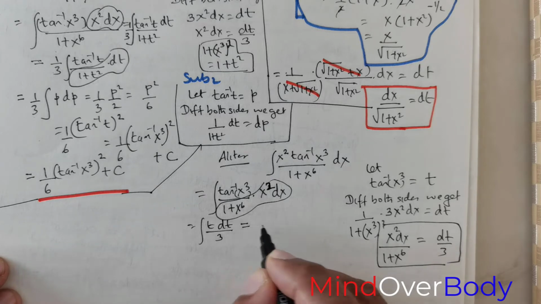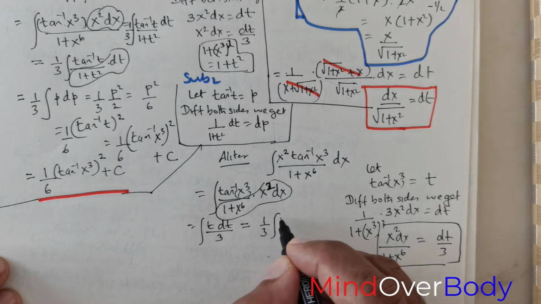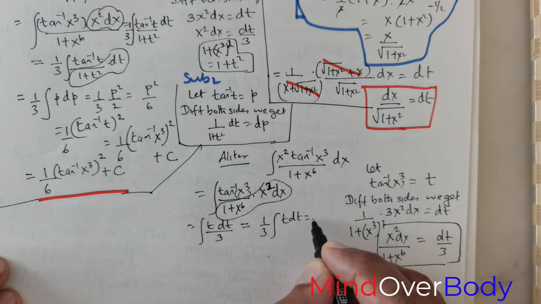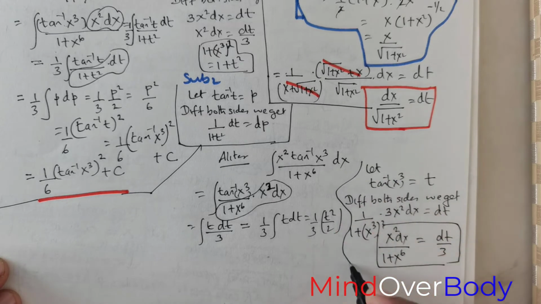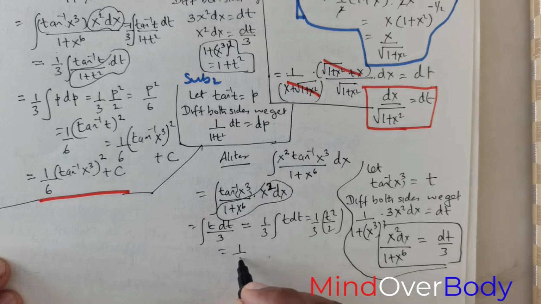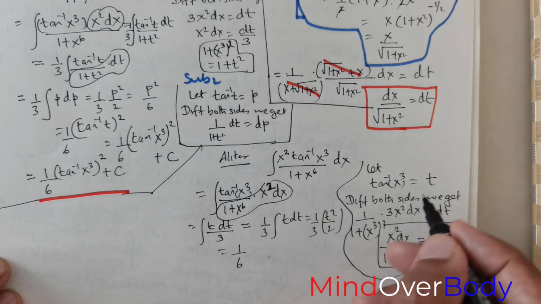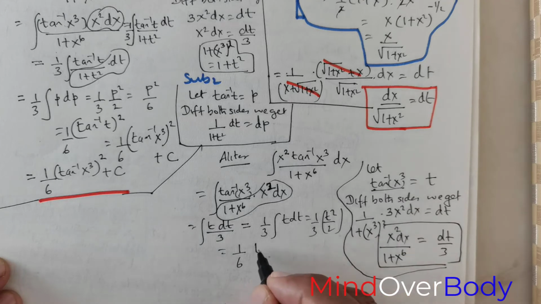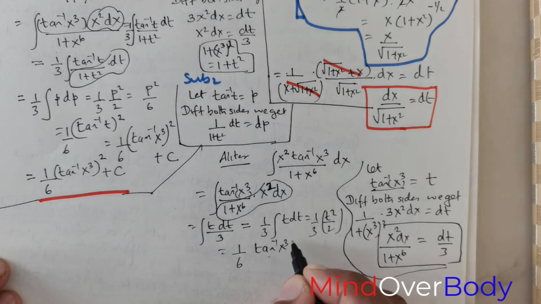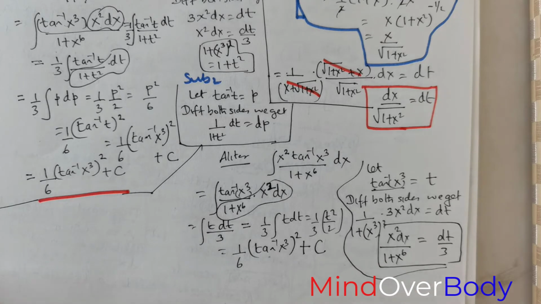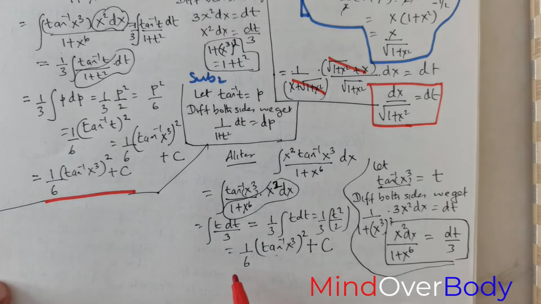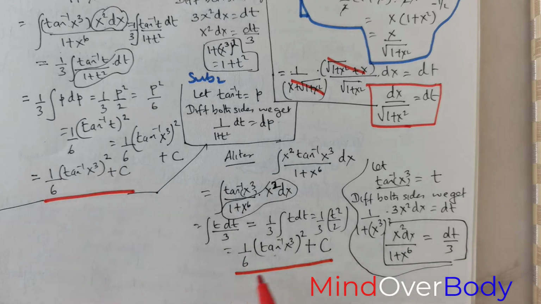I can rewrite this as 1 over 3 times the integral of t dt. If I integrate t, it's going to be t squared over 2, and this can be rewritten as 1 over 6. t is tan inverse of x cubed, so I place that. Apparently there is a 2 there, and this has to be added with an arbitrary constant c. So we get the same result. If you compare result 1 and result 2, we get the same result. So hence that's a good place for us to draw the red line.